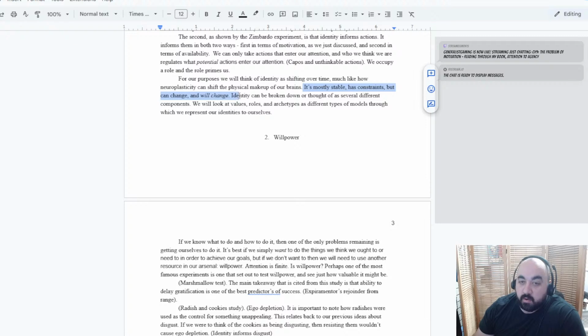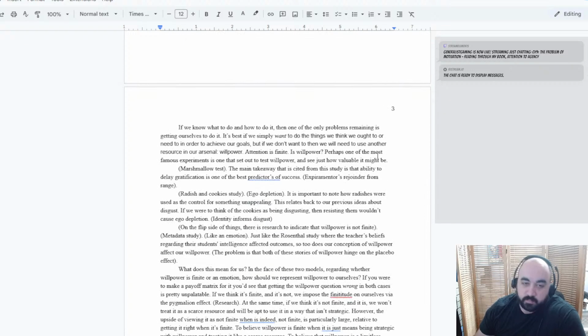Identity can be broken down or thought of as several different components. We will look at values, roles, and archetypes as different models through which we represent our identities to ourselves.